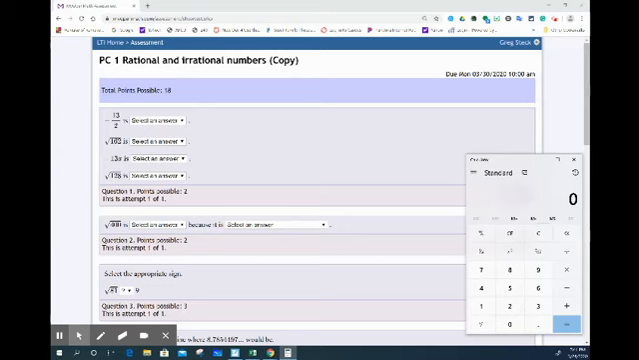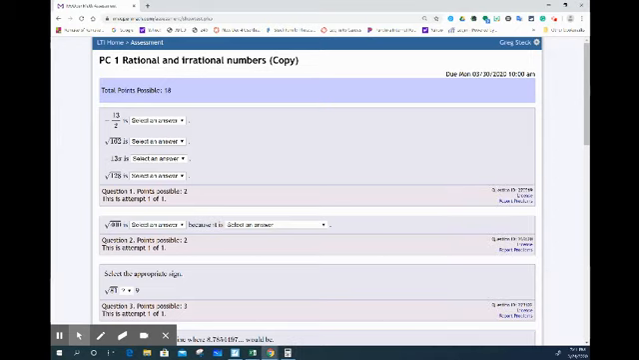And here we go. So this is exactly what the PC will look like opening on Thursday. So the first thing you want to do is you definitely want to have a calculator, whether it be on the screen, whether it be in front of you, however it works best for you. So the first thing we're going to do is look at the first section.